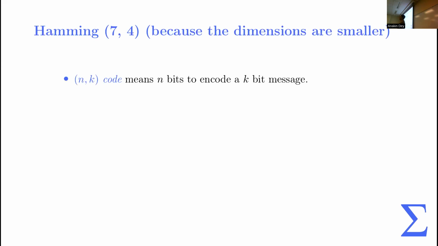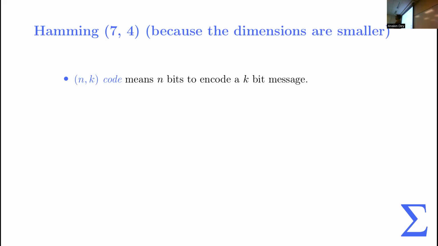Generally, when we talk about codes, we're going to talk about an (n, k) code, and sometimes people talk about an (n, k, d) code. An (n, k) code means we're sending n bits with a k-bit message. So the Hamming code that we talked about previously was a (15, 11) code, where we're sending 11 bits of message with 4 bits of redundant information to help us correct errors.